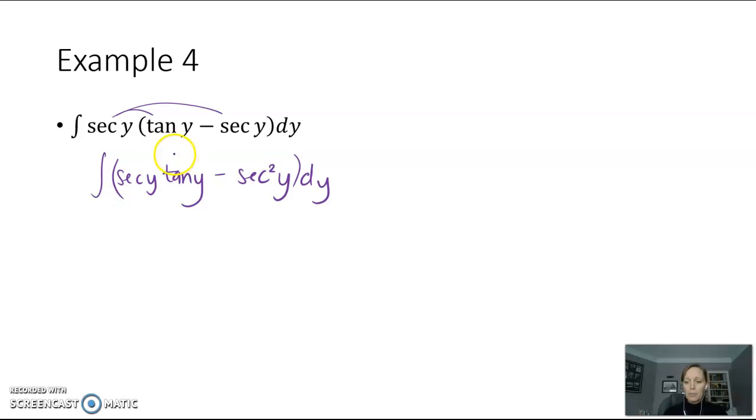I do want to point out the variable doesn't matter. We've just changed the variable that our function is in, and so with that y, we're also changing what we're integrating in terms of, which is that dy at the end. So that's only changing because the variable has changed.